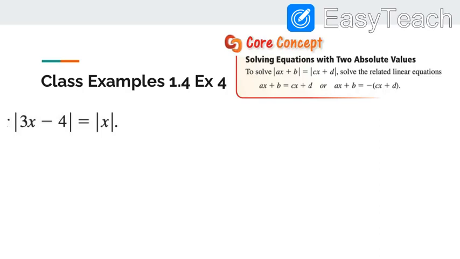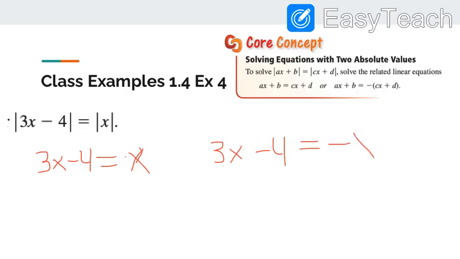When we break this apart, we're still going to have 3x minus 4 is equal to x, and 3x minus 4 is equal to negative x, because again, this x was everything inside this one, just like how everything inside here went positive and negative, in the sense of in front of it was a positive or negative. So now that we have these, we just solve like normal.